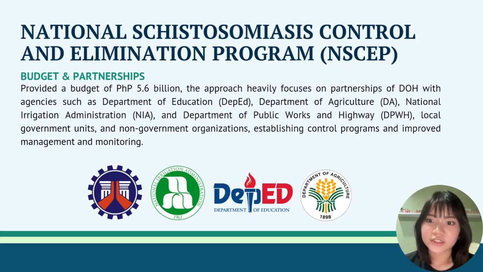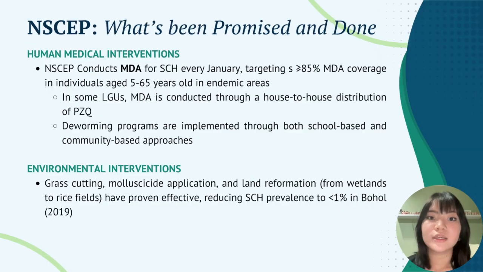The NSCEP is given a budget of 5.6 billion, and the approach heavily focuses on partnerships of the Department of Health with various departments in the government, alongside local government units and non-government organizations, ultimately establishing control programs and improved management and monitoring. And so we discussed what are the current measures of NSCEP.